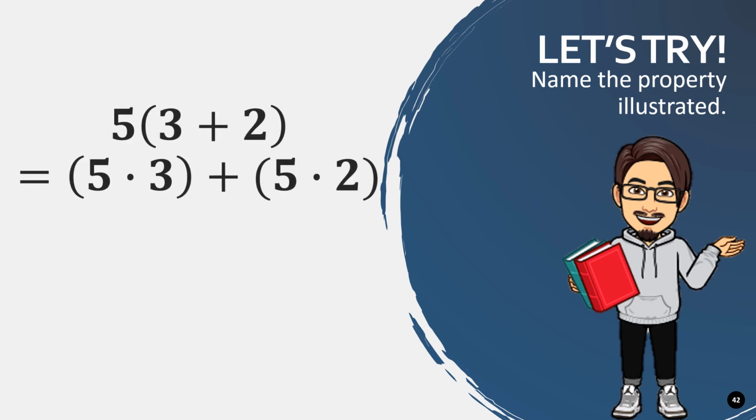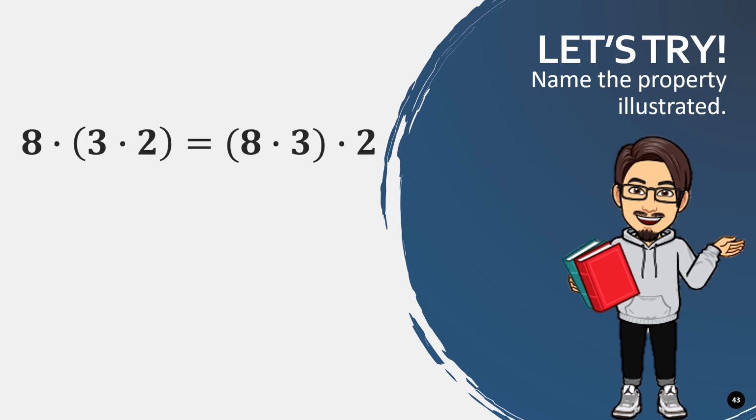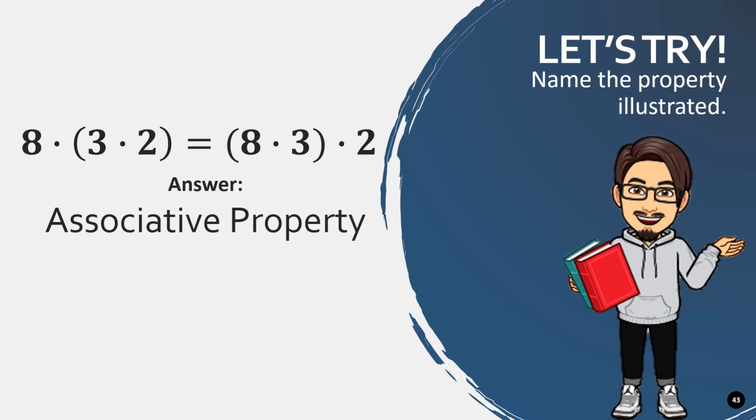5 times the quantity 3 plus 2 is equal to quantity 5 times 3 plus quantity 5 times 2. Okay, tama kayo. This is distributive property. How about this one? Okay, correct. This is associative property of multiplication. Great.